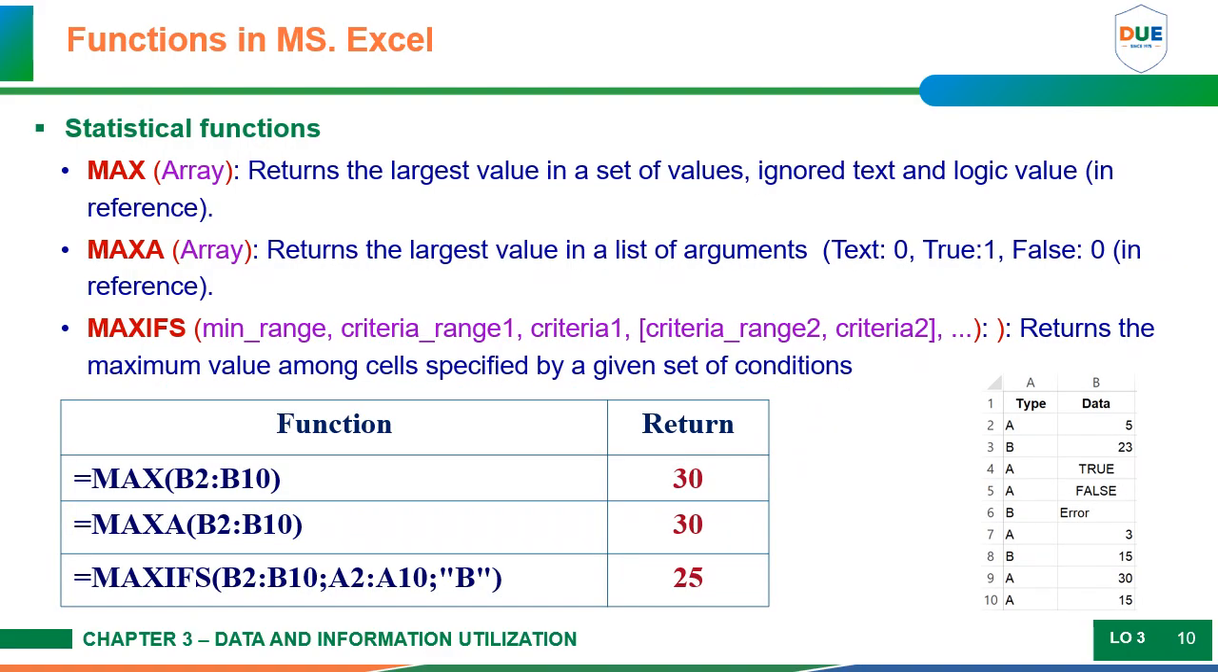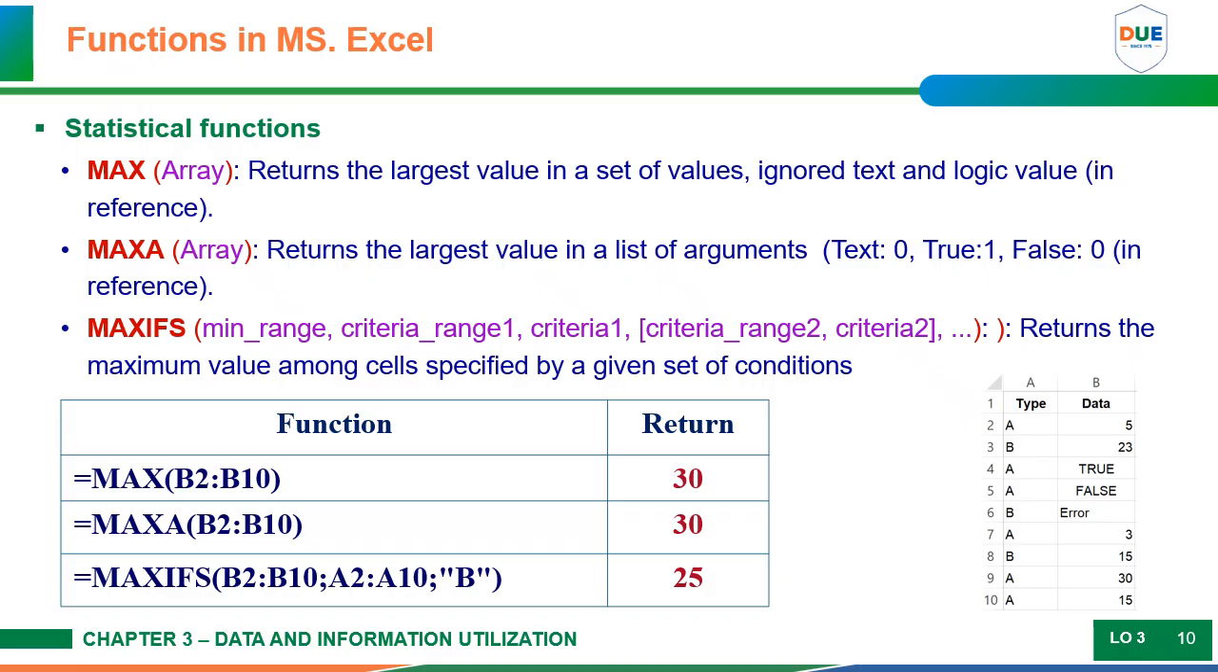Statistical functions for maximum values are similar to the previous ones. MAX returns the largest numeric value, ignoring text and logical values in the referenced range. Example: MAX(B2:B10) returns 30. MAXA returns the largest value, including logical and text representations if present. Example: MAXA(B2:B10) returns 30.